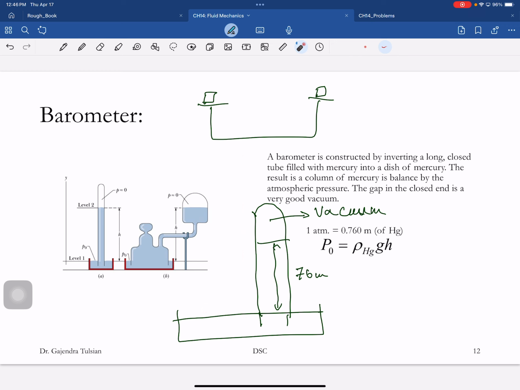So to make a barometer, you take a tube like that, fill it with mercury, hold your thumb to it, and then invert it into a vat of mercury, and you have yourself a barometer.